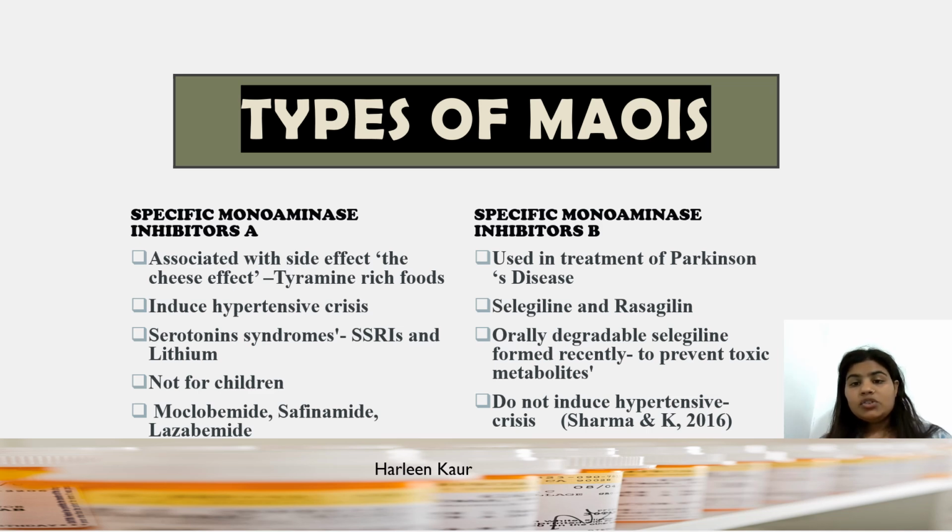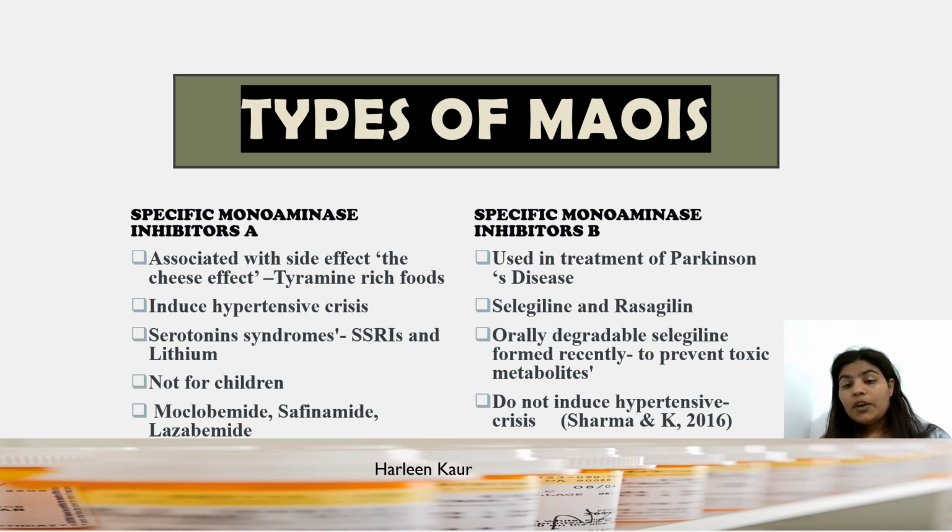Next is specific monoamine inhibitors B, which is used in the treatment of Parkinson's disease, and it includes selegiline and rasagiline, and recently an orally disintegrating selegiline was formed. It has an effect that it prevents toxic metabolites, which is a positive effect of it.